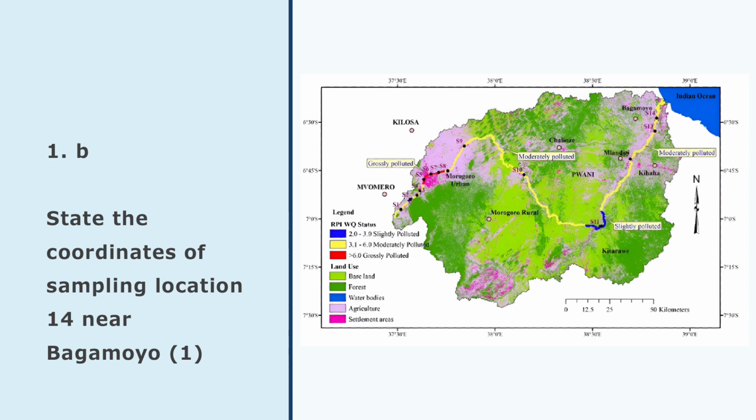Question 1B, state the coordinates of the sampling location 14 near Bagamoyo. So that's this point here, right? We're looking at S14. Now this sampling location is around this area here of the eastern longitudes, and around this area here of the southern latitudes. So we're using longitude and latitude to express our coordinates in this case.